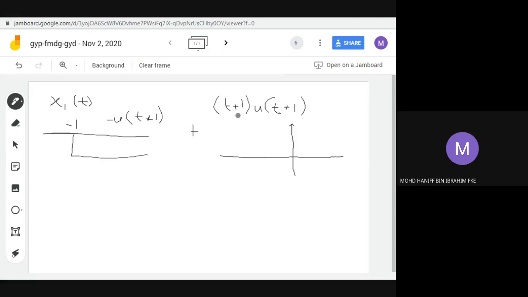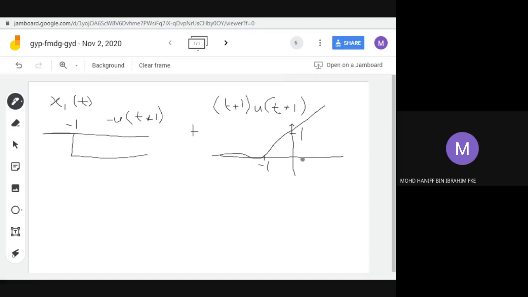Okay, this is a ramp function which has shifted 1 unit to the left. So this is 1, this is 1. So supposedly your function should look like this. Sorry, it should intersect the vertical axis at 1, yeah. So that should be the function of (t+1)u(t+1). Okay, so these 2 functions are said to be added.